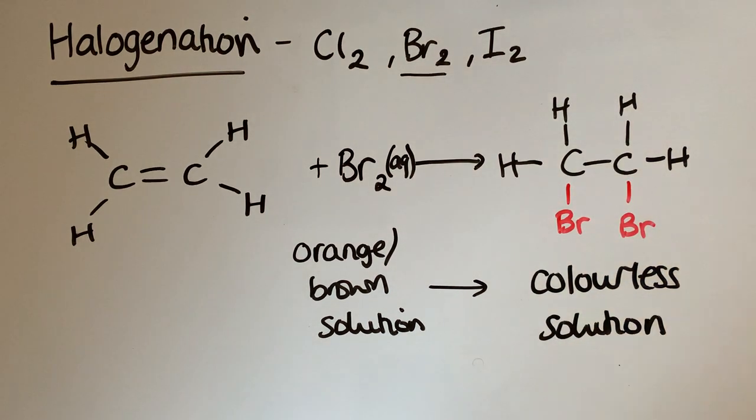And that's what you would observe when you add bromine to any alkene. And this is what we use as the test for alkenes, or we say the test for unsaturation. We add bromine water, then if an alkene is present, the orange-brown solution will go colourless.